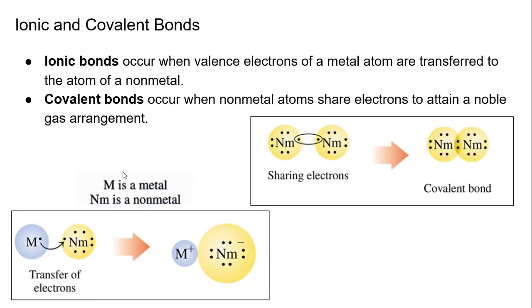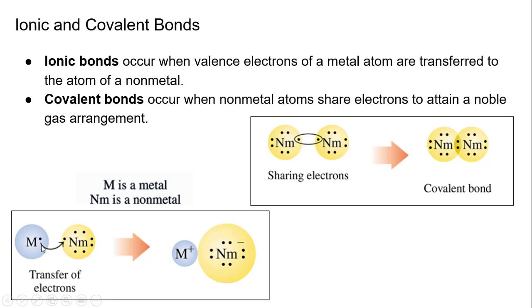So how does this happen? Ionic bonds occur when valence electrons of a metal, that is the group number, not involving transition metals right now, lose their electrons based on the group number. And they will transfer them to a nonmetal that will take them, and that positive charge on the one element and the negative charge on the other will create a very strong electrostatic attraction, and we call that an ionic bond. So M is the metal, it will lose the electron.